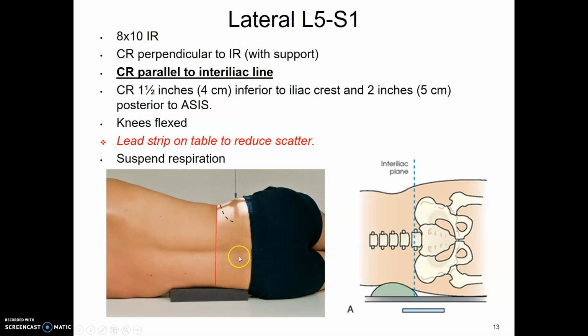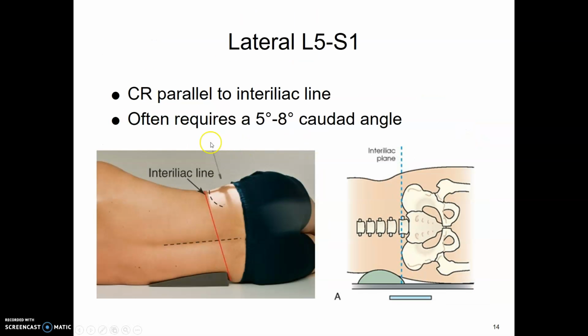But centering wise, your tube angle is going to be perpendicular to the interiliac line. What does that mean? If you were to draw a line on the tops of their iliac crest, does their pelvis look straight up and down? If not, you're going to add in a tube angle, going caudad down, like this. Okay, if the interiliac line is like this, caudad angle centering down here, usually 5 to 8 degrees.